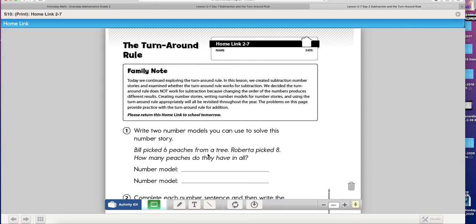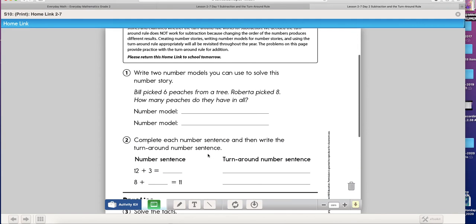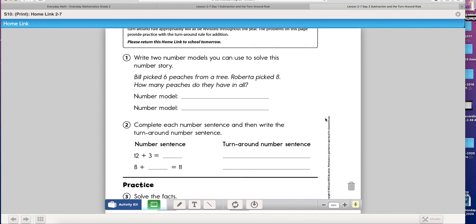So what they're going to do for this home link is you have a number story that they give you. They want you to show 2 number models that can match the number story for number 1. And then for number 2, you have to finish the number sentences by filling in the blanks and then show the turnaround number sentence that would match it. Okay? So 2 number models for the first one. Fill in the blanks on these number sentences first, and then do the turnaround number sentence beside it.